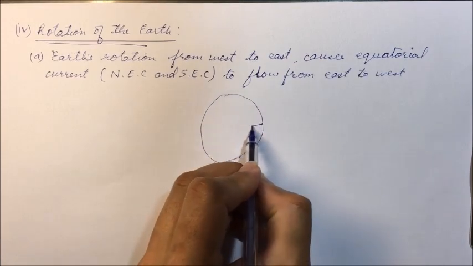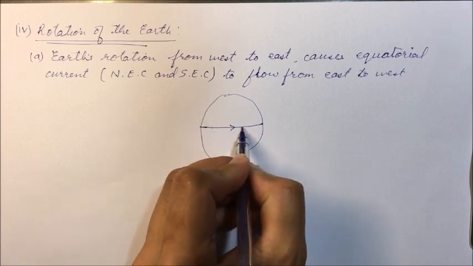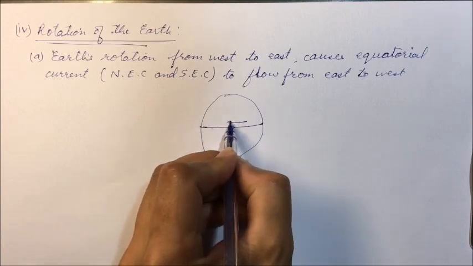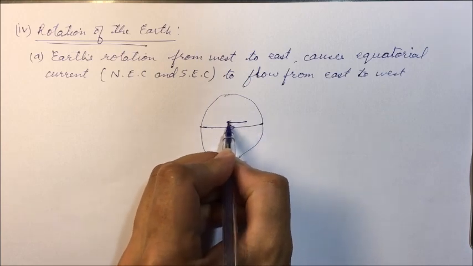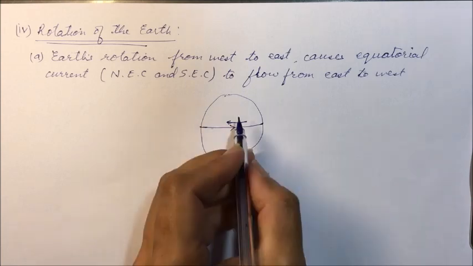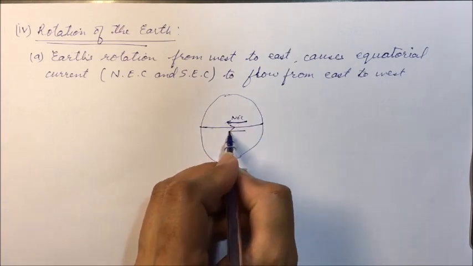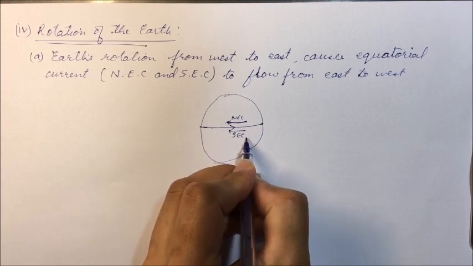This is the earth, this is our equator. So the earth rotates from west to east. This is the rotation of the earth. Now this is the north equatorial current. It moves from east to west. As the earth rotates, water moves from east to west. This is the north equatorial current, and this is the south equatorial current.